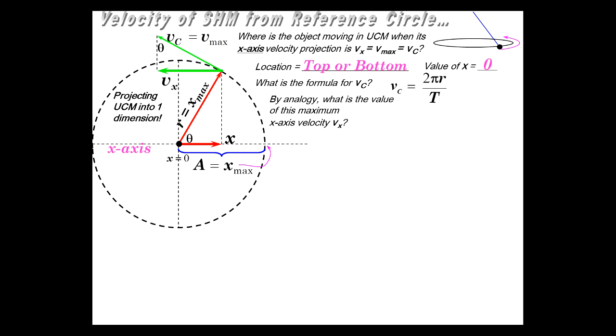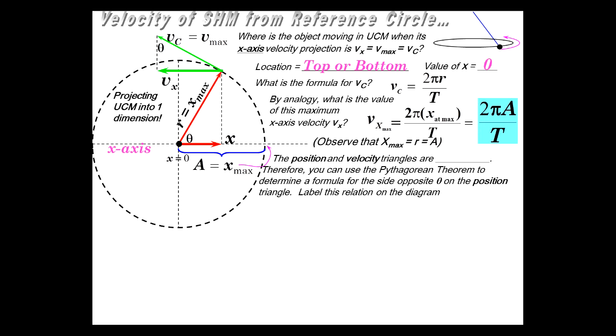What's the value of this maximum x-axis velocity vx? Well, by analogy, vx max is that speed, and so it's 2 pi x max, the x when it's at that max speed, over t. That's the same thing, which is the amplitude. So it's 2 pi a over t. That's the maximum x velocity. And that maximum x is the radius or amplitude, just to repeat myself.